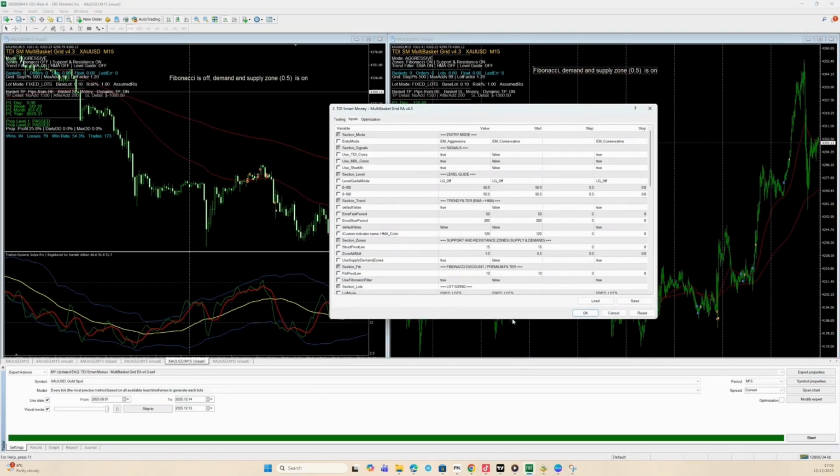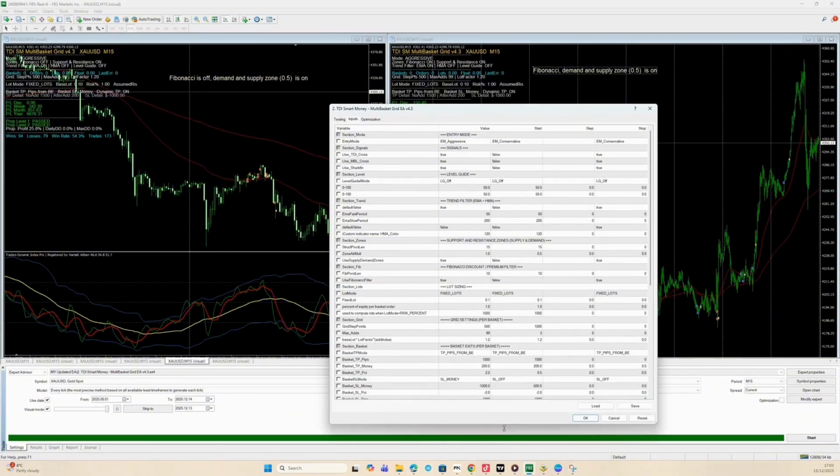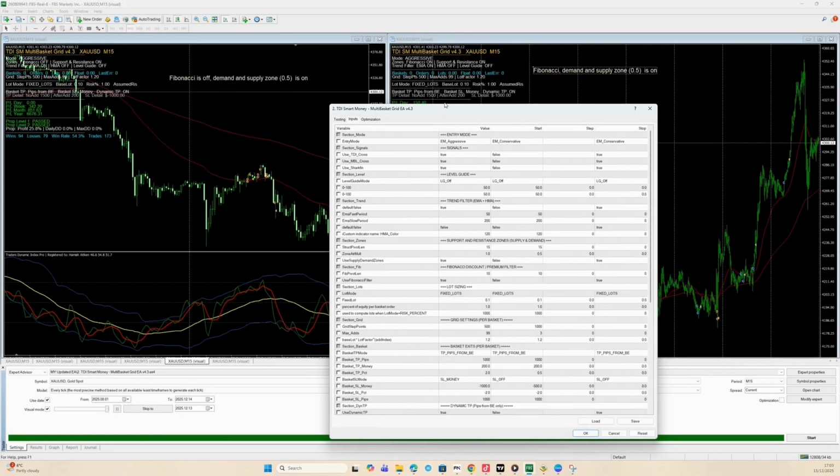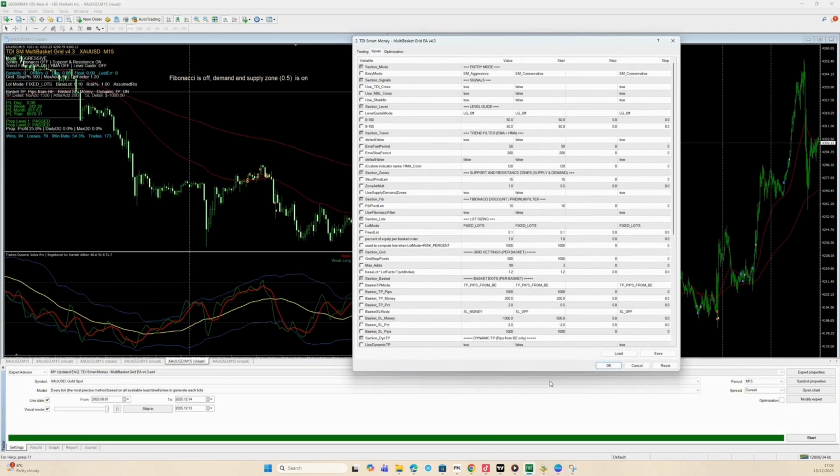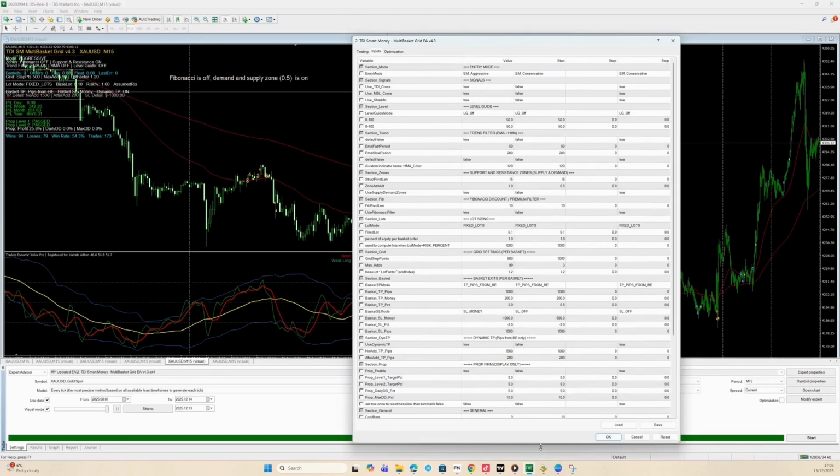Okay, now, everything I've shown you and explained on the dashboard, here is where the settings are coming from. Now, like I said, the entry mode, you can decide to be aggressive or you can decide to be conservative. It depends on how you want to trade. So aggressive takes any trade that comes up, conservative takes one trade at a time.